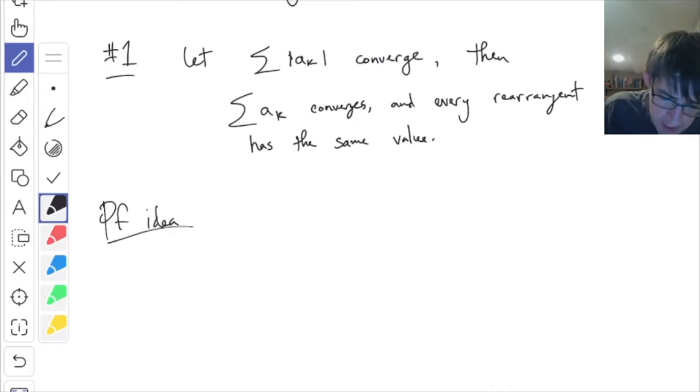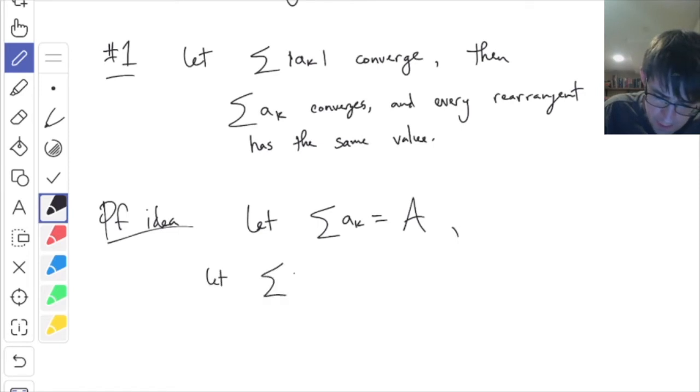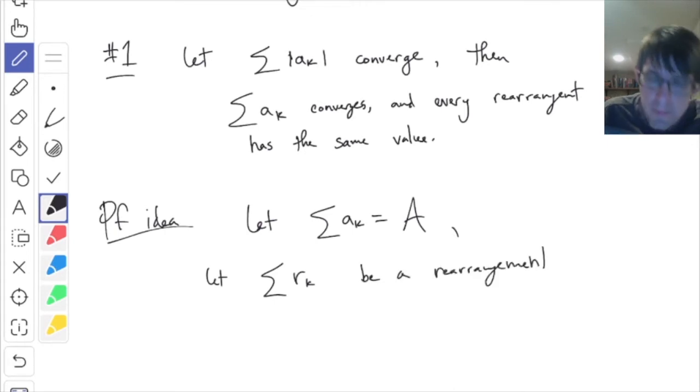I'm going to say let the sum of AK be some specific number A, and I'm going to let RK be a rearrangement. So what that means is the sequence RK consists of the same numbers in the sequence AK, but they just appear in a different order. All right. This is a little complicated if you think about the fact that AK can repeat some values. Any repetitions of values from AK occur in RK as well. They just occur in a different order. All right.